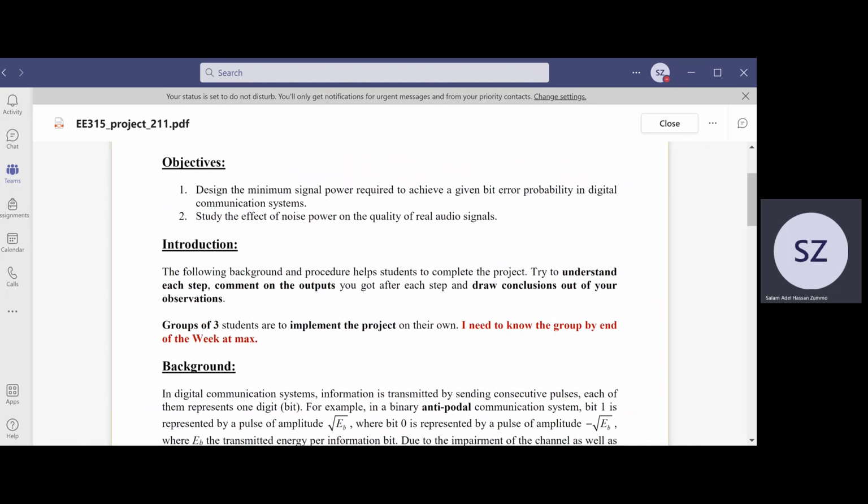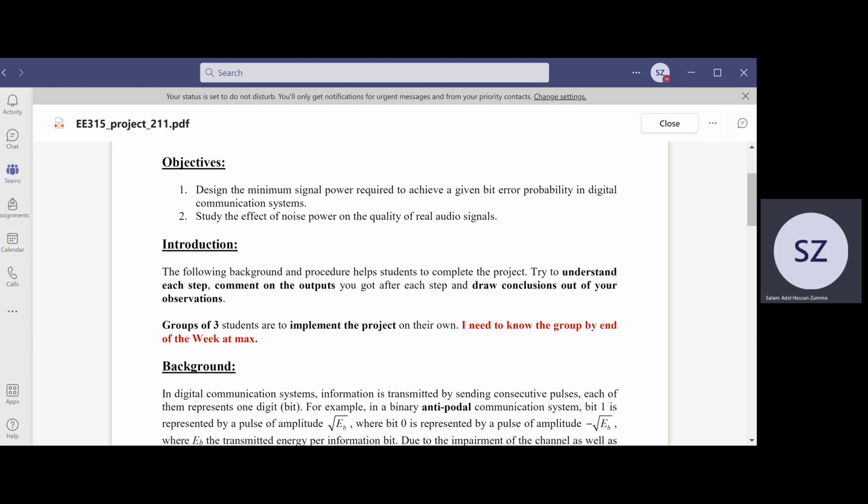basically about implementing a very basic communication system. It is basically a random process. So here we try to learn how to find or design the minimum signal power required to achieve a given bit error probability in a digital communication system, and study the effect of the noise power on the quality of a real audio signal.